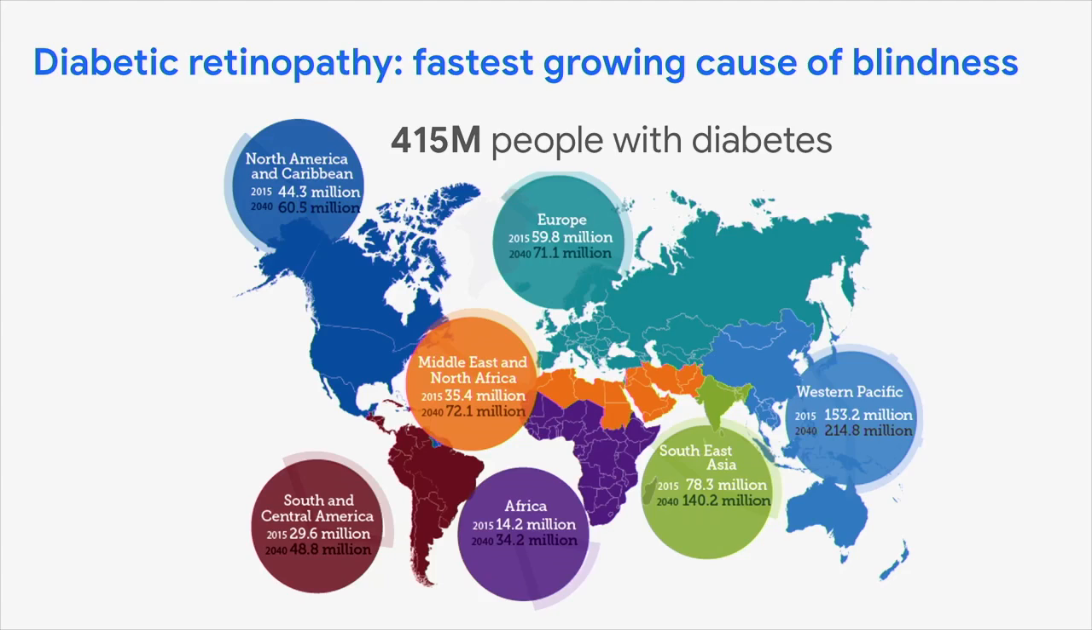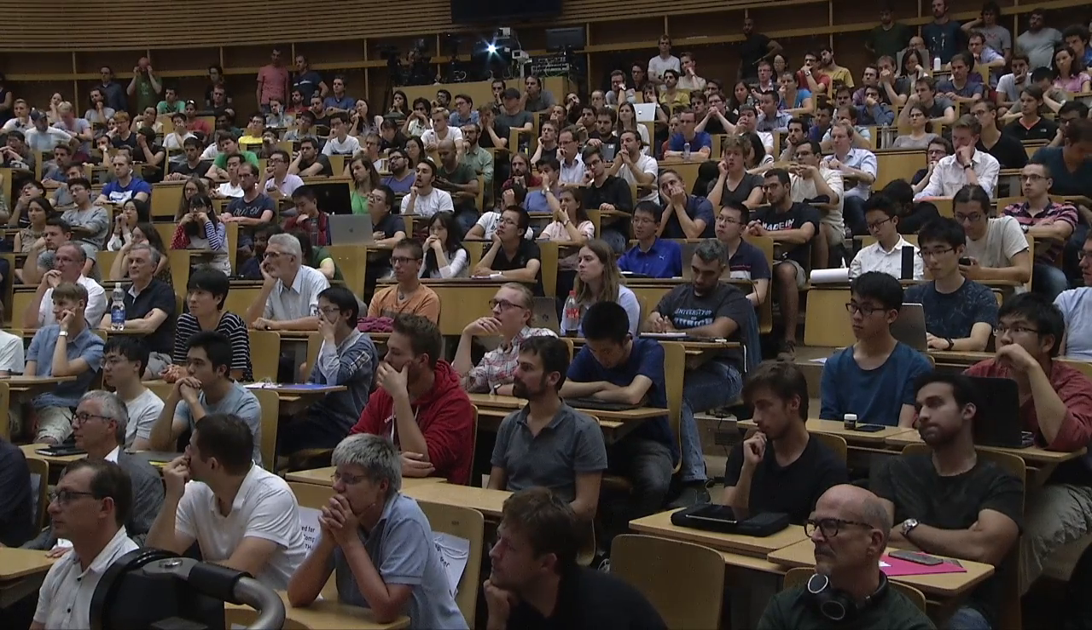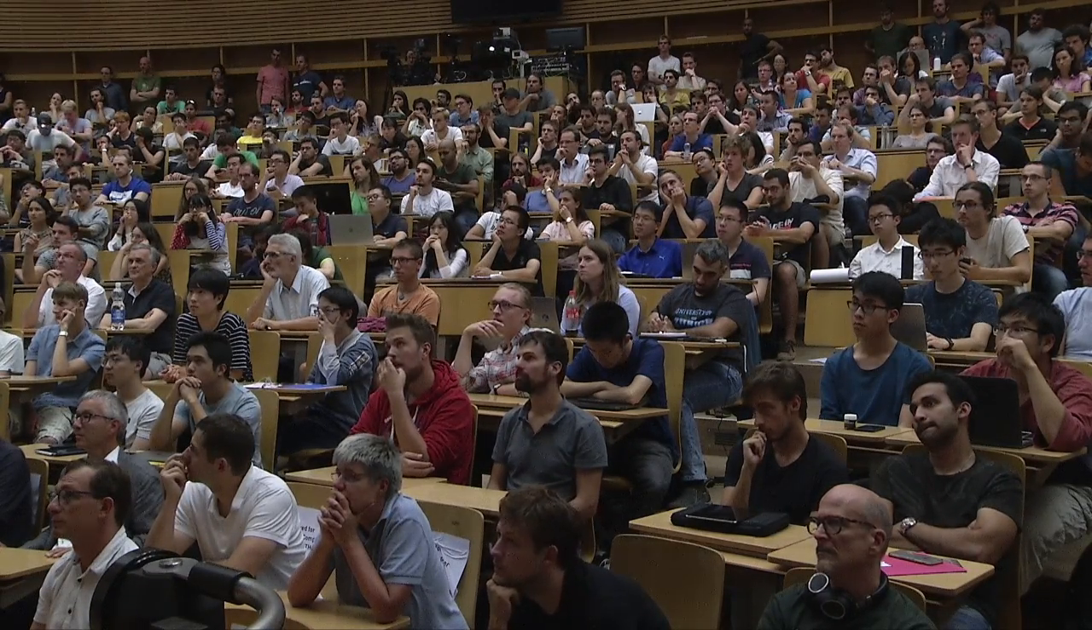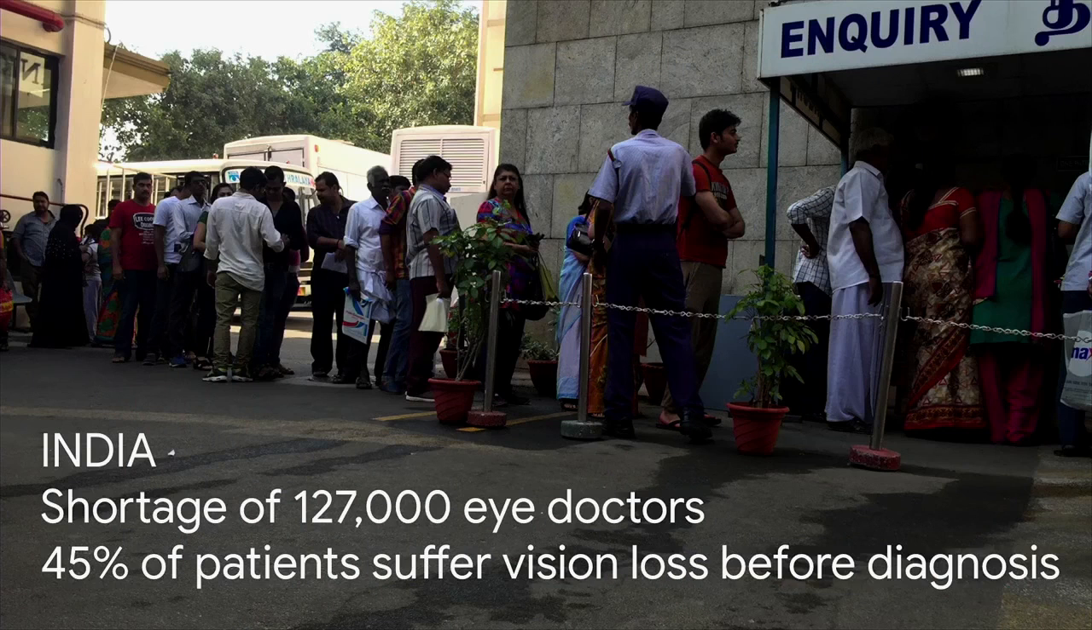And really, if you're at risk because you have diabetes, you should get screened every year by an ophthalmologist to see if you have this degenerative eye disease. And really, that involves taking a picture of the back of your retina, and then an ophthalmologist looks at that image to interpret it. And in India, for example, there's a shortage of more than 100,000 eye doctors to do this screening. So not everyone can get screened as regularly as they should. And as a consequence, 45% of the patients suffer vision loss before they're actually diagnosed.